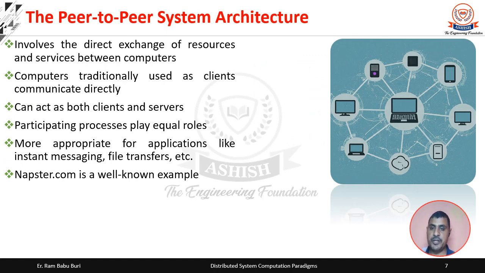Next is P2P system architectures. The P2P paradigm is a different way of organizing distributed applications. In this paradigm, all processes are equal. They can all act as clients and servers. The P2P paradigm is a good choice for applications where there is no need for a central server. For example, it is a good choice for applications such as instant messaging and file sharing.